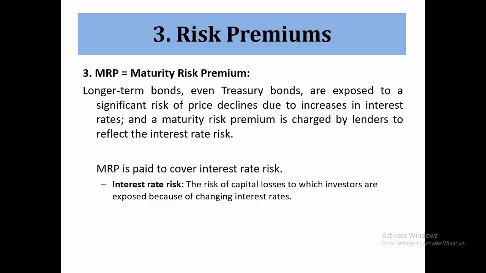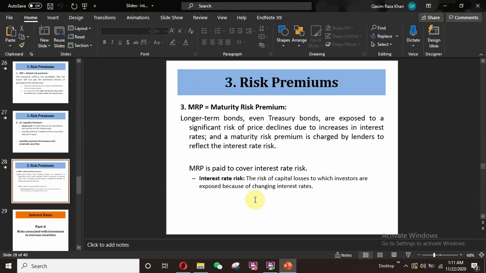So interest rate risk is the risk of capital losses to which investors are exposed because of changing interest rates. Obviously, your interest rate risk is associated with the long-term maturity of the security, and you will always charge the maturity risk premium when you lend the money to someone. So it was all about the determinants which are associated with the interest rate.